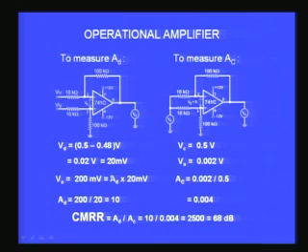Therefore, I can find out AD. AD is 200 by 20, which is 10. So, by measuring the output voltage, which is 200 millivolts, and the input difference, which is 20 millivolts, I know 200 by 20 is 10, and therefore I know AD. Of course, we know from the values of the resistors that I have used that it is also 10 in this case. But in principle, even if you do not know, by measuring the output voltage and the difference in the input voltage, I can directly divide and obtain the value of the differential gain.